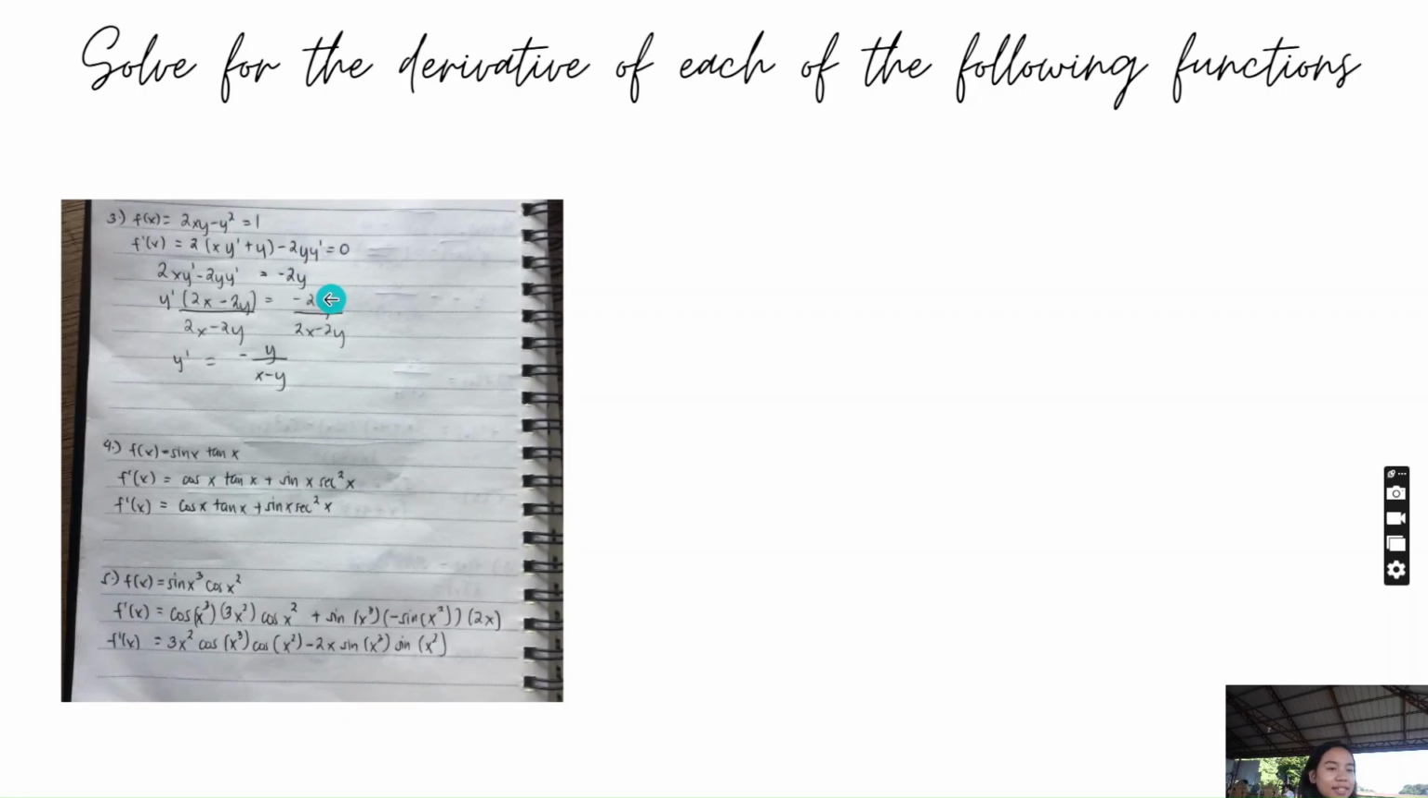And then the derivative of 2xy would be 2 times the quantity of x y prime plus y, minus 2y prime, which is the derivative of negative y squared. Applying the power rule, we have multiplied the power to the coefficient, which is 1. So that becomes 2y, and then we have just copied the y prime there as the derivative.